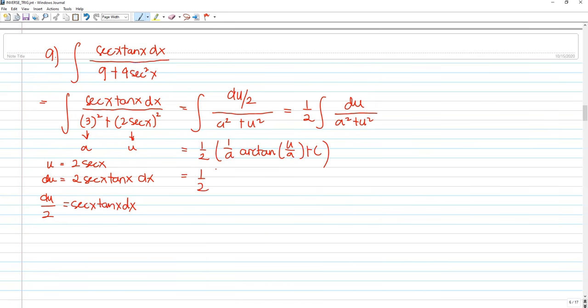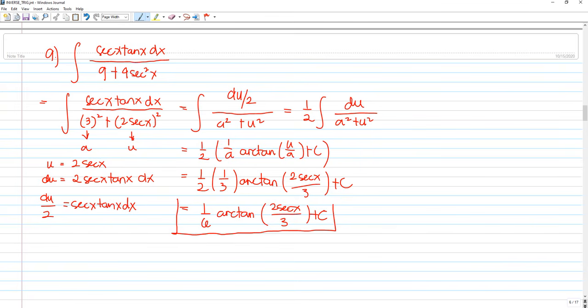So we have 1 half, back substitute the value of a, that's 1 over 3. We have arctan of u. What's the value of u? That's 2 secant of x all over 3, which is our a, plus c. So simplifying, we have 1 over 6 arctan of 2 secant of x all over 3 plus c. Okay? And this should be our answer for problem number 9.